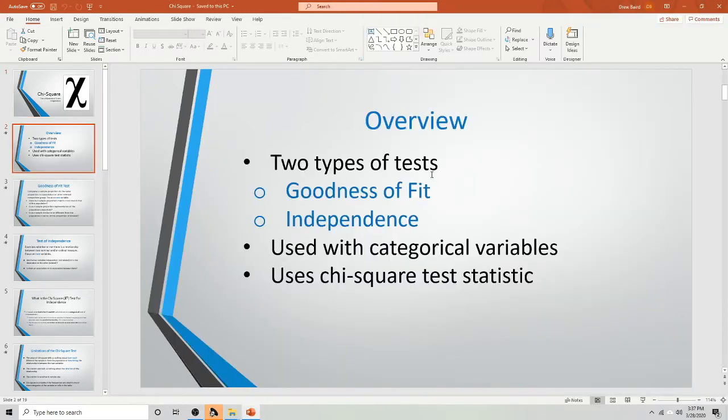Those two forms are the goodness of fit test and the test of independence. What they both have in common is they both use categorical variables. There are no continuous variables involved in the chi-square test, unlike the t-test, and unlike Pearson correlation, which we're going to learn about in coming weeks. The only thing you're going to be looking at is frequencies within categorical variables.